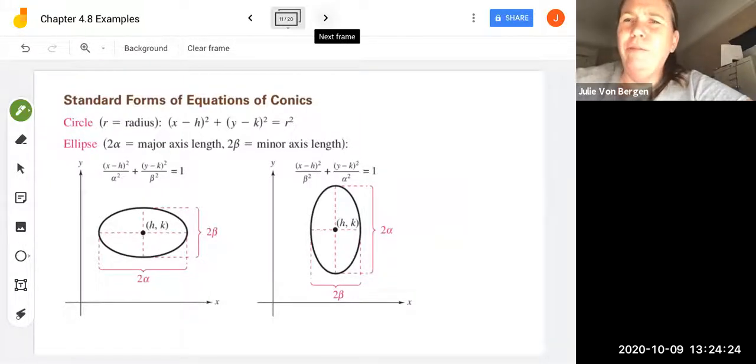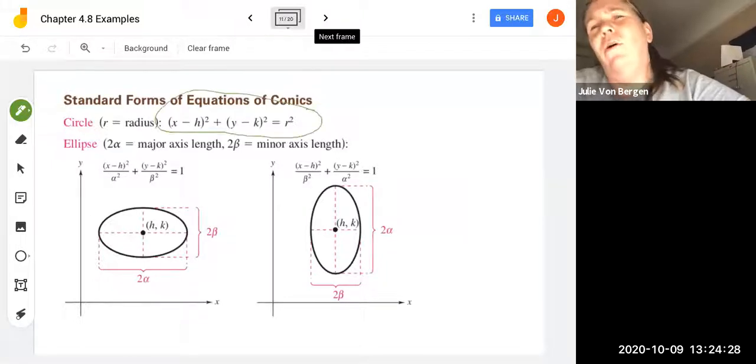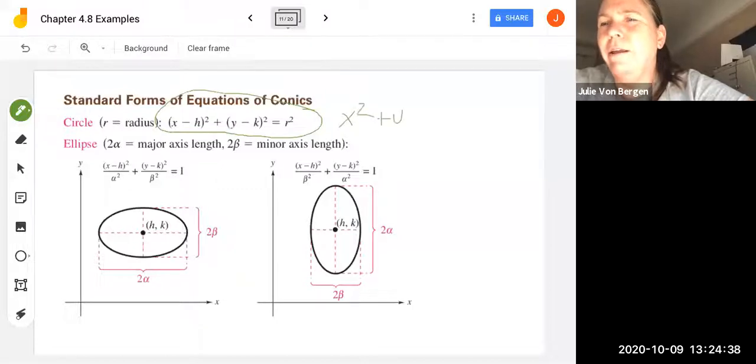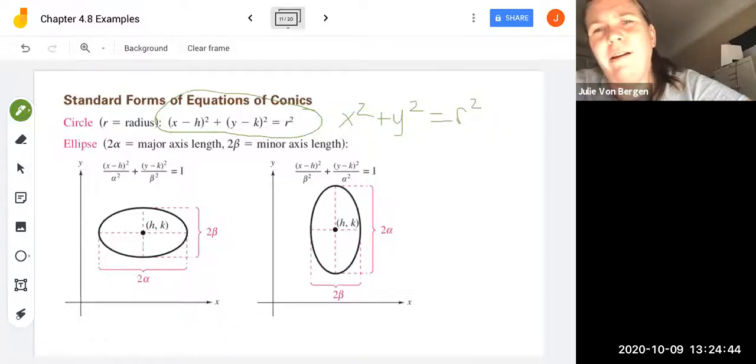For a circle, we've got (x minus h) squared plus (y minus k) squared equals r squared. We're used to looking at the circle centered at (0, 0), which is then just x squared plus y squared equals r squared when we're centered at the origin. But if you shift the point, remember (h, k) is the center.